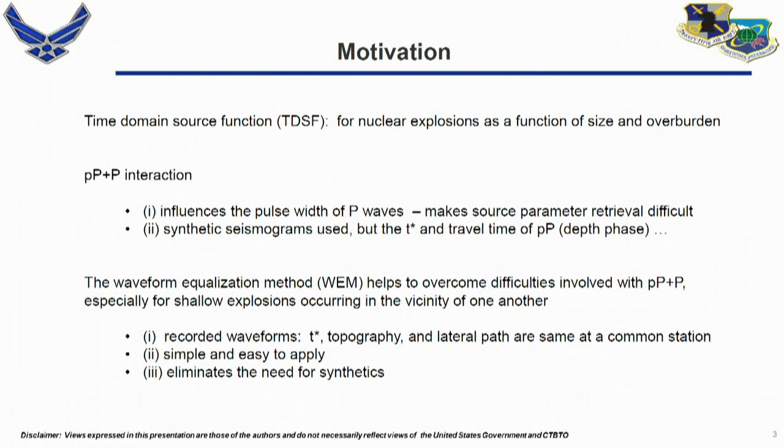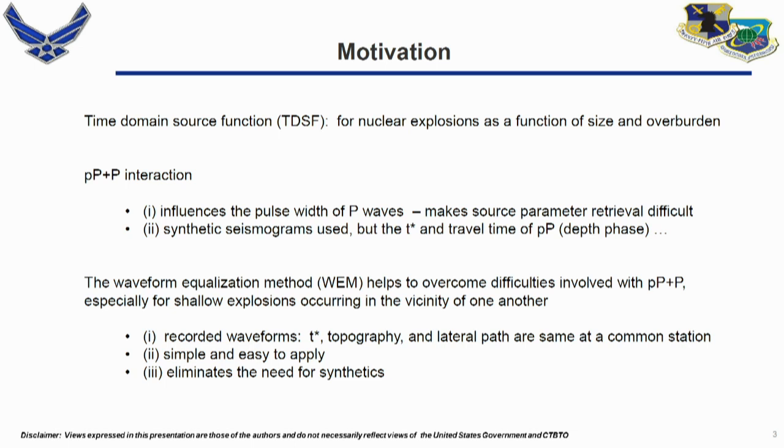So instead of doing actual synthetic modeling, which I always do, I try to see if I can make use of the information in the data. So we'll be using recorded data along a given path from different explosions. The data will bring in the effect of topography and lateral path variation, if there is any, at a common station. The method is also very simple, very easy to apply. And the good thing is that it will eliminate the computation of synthetics. But in terms of showing how the method works, I'm going to take advantage of synthetic seismograms.